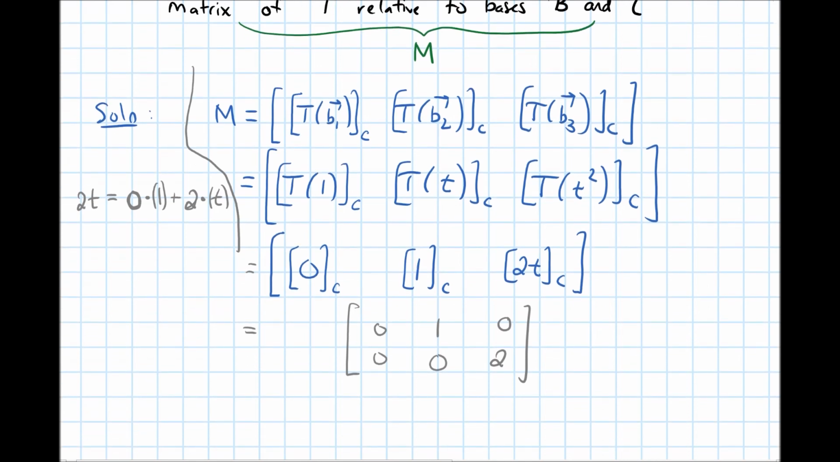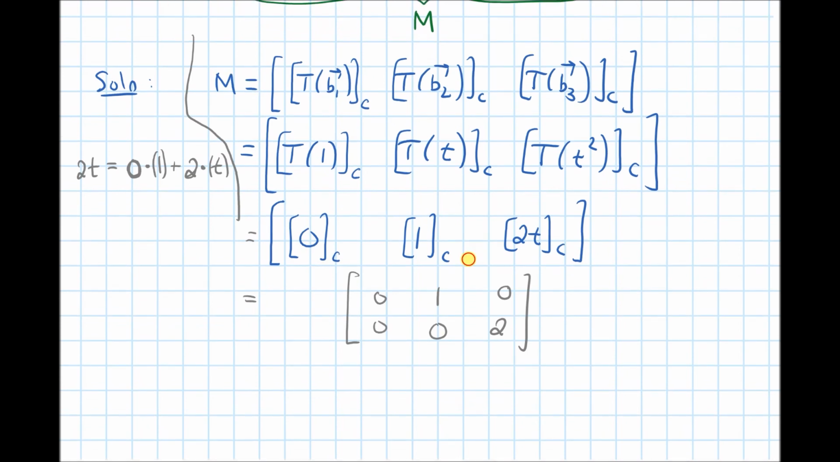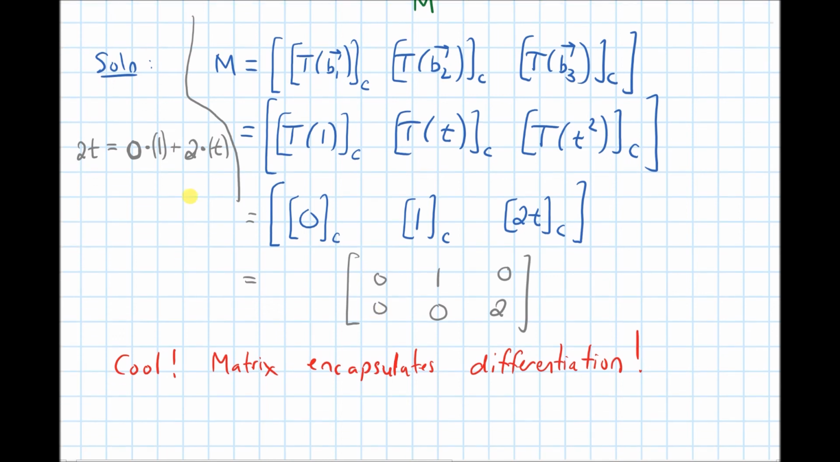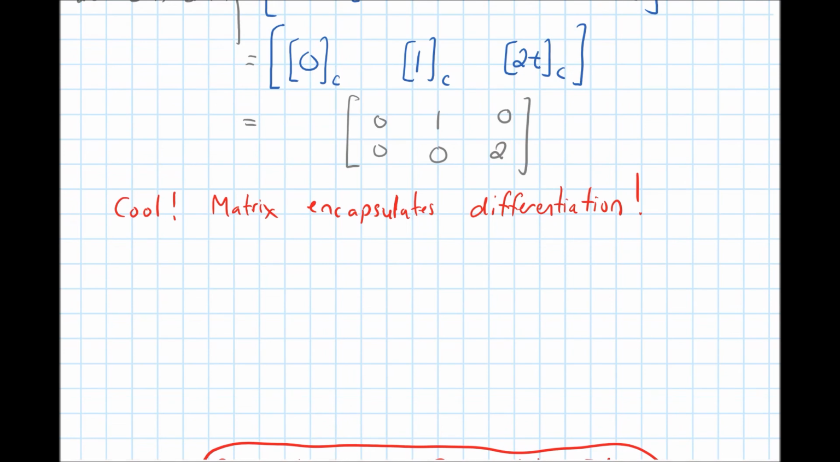Okay, so it might not be immediately obvious why this is useful, but this is actually very cool. This is very cool because this matrix encapsulates taking a derivative. The concept of differentiation is encapsulated. So we can completely describe how to take a derivative of something in P2 using this matrix. Let's look at a quick example to illustrate how that is happening.